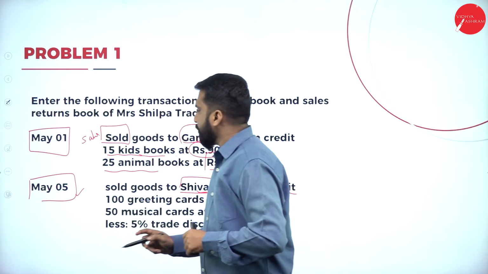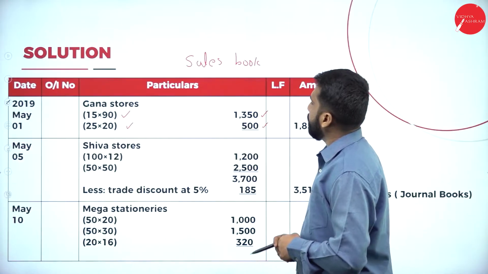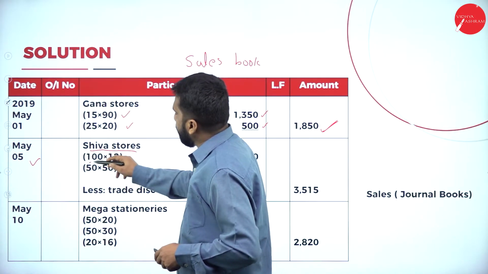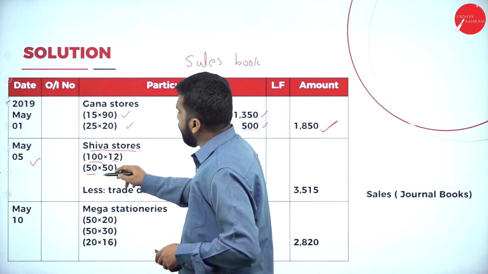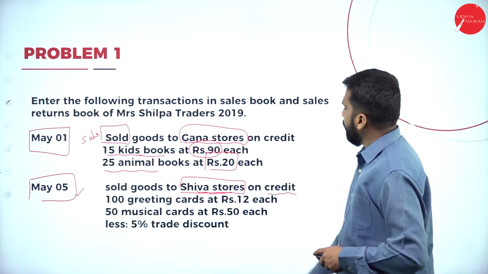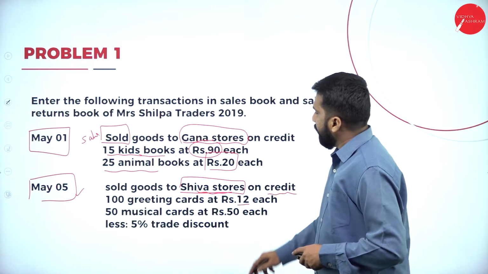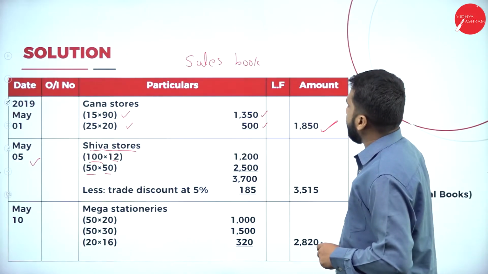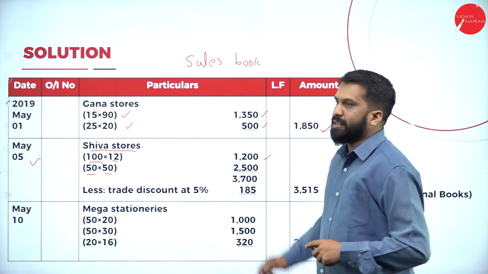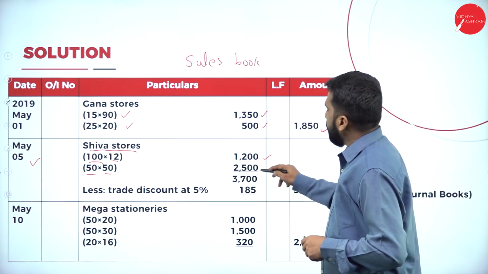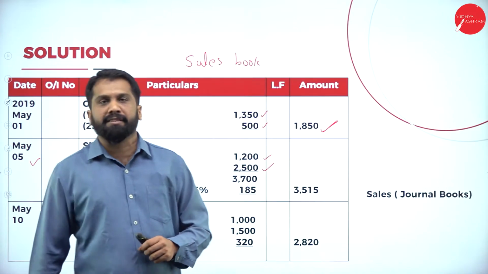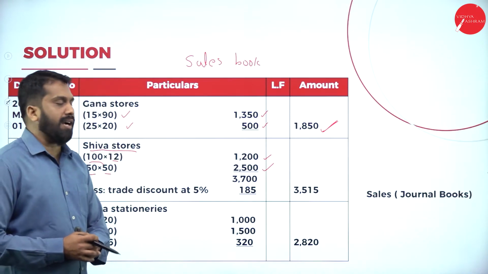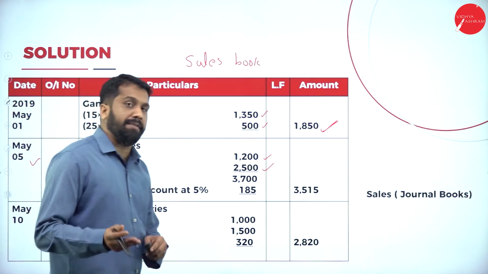We are not doing a ledger account. If it is a ledger, we take cash as well as credit. But in this case, we should consider only credit basis. Now, we should consider Shiva Stores. Date is May 5th. See, May 5th, Shiva Stores, 100 greetings at 12 and 50 musical cards at 50 rupees. Just multiply and write. Now, 100 into 12 is 1200. 50 multiplied with 50 is 2500. Now, what is the total? The total is 3700.